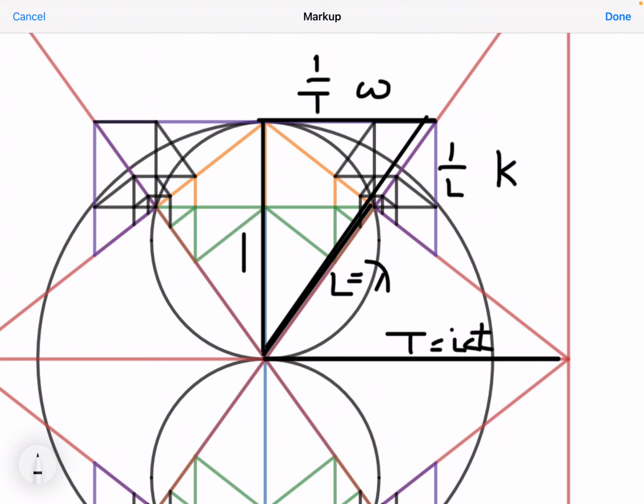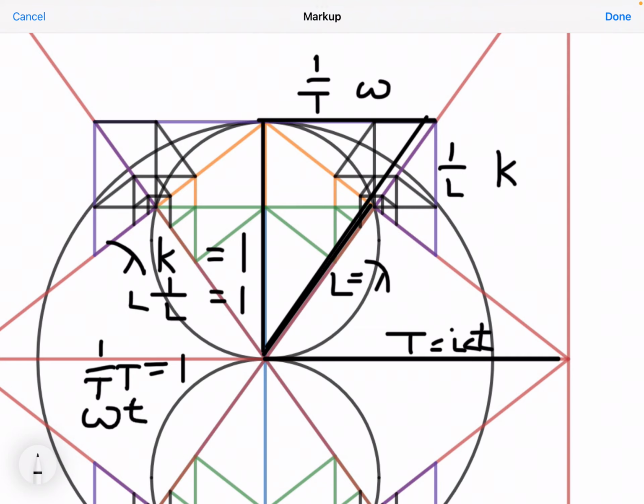Okay, so what are the conjugate pairs? Well, wavelength and wave number, or as I would just call them, L times 1 over L, and the other one is 1 over T times T, which is also 1, and it's called WT, or CT, whatever.